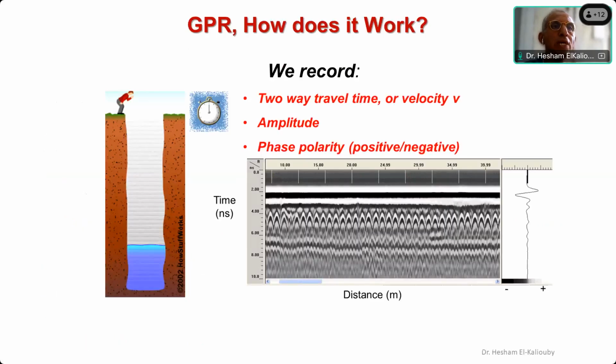What we actually record in GPR is mainly a two-way time. For example, like this hole, we have air and water, a big contrast. So we have a two-way time, traveling back and forth. We also record the amplitude of the GPR signal, and we record the polarity, the positive or negative polarity. This is what we basically record in the radargram, like this one.